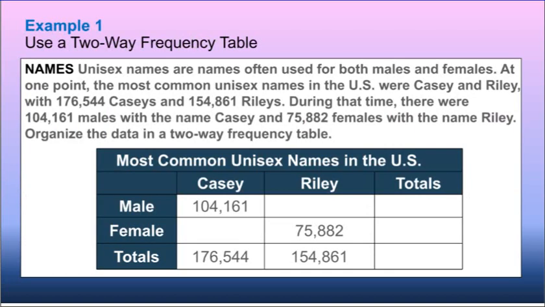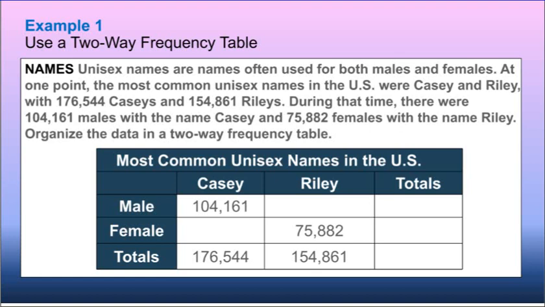So moving on to the next part, our first example says unisex names are names often used for both males and females. At one point, the most common unisex names in the US were Casey and Riley, with 176,544 Caseys and 154,861 Rileys. During that time, there were 104,161 males with the name Casey and 75,882 females with the name Riley.